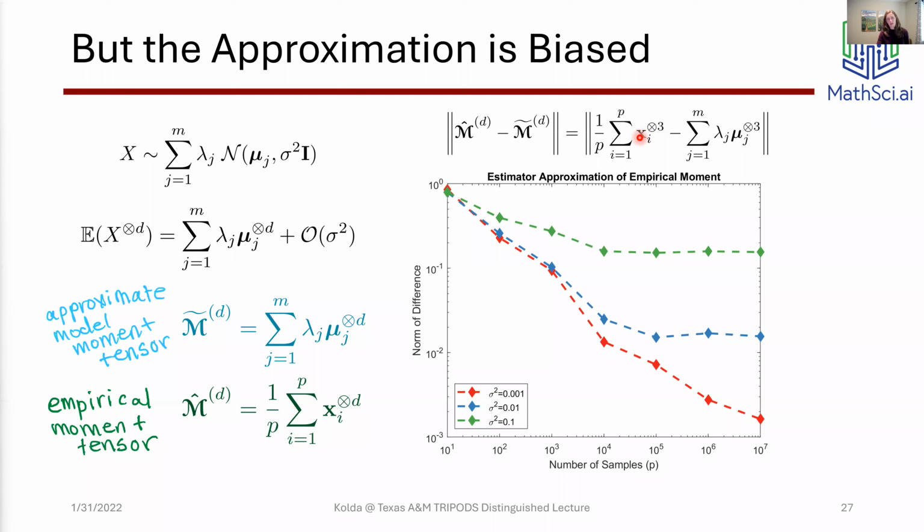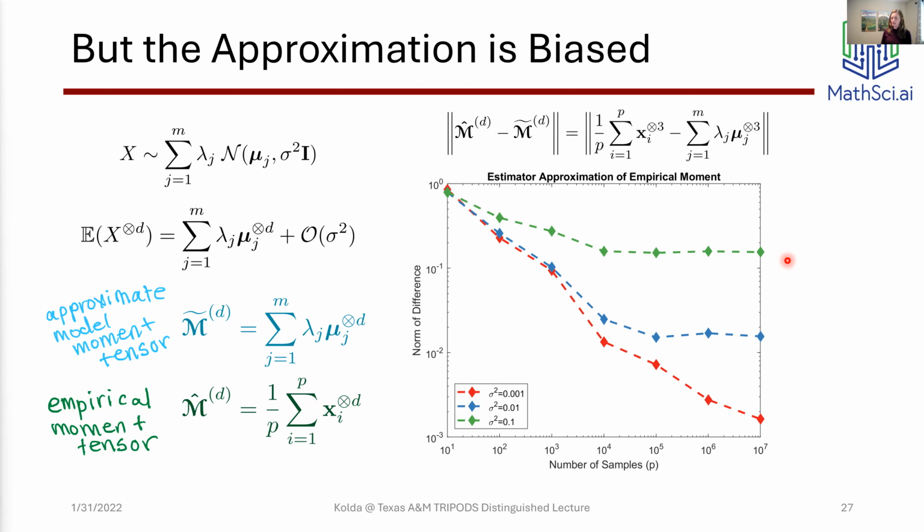But what we see is, if we take the norm of the difference between those two, and sigma squared is very small, they are doing well. They're converging, this difference getting smaller and smaller. But if sigma is a little bit larger, it doesn't do as well. It starts to plateau. As we increase the number of samples, our estimate is diverging from our estimate of the model moment tensor, which means the model moment tensor approximation is bad. And then as the noise is even bigger, we see that it's even worse. So that's the problem with that approach. Even though in practice it works reasonably well, it has this severe limitation.